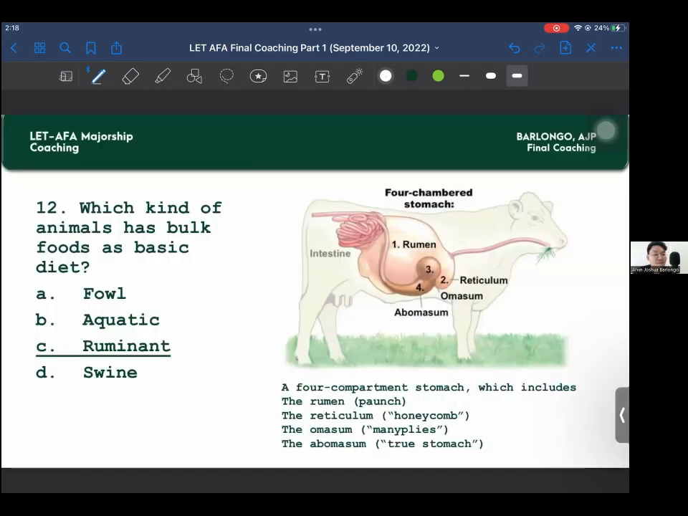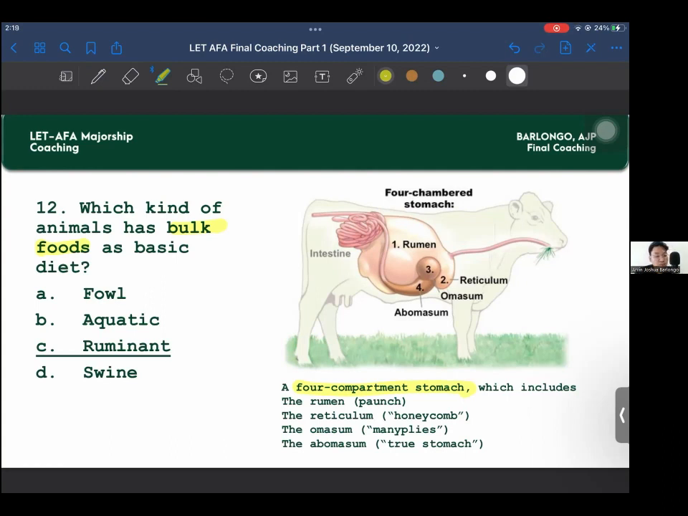So, kapag sinabi natin ruminants, kaya nila kailangan ng bulk foods. Kapag sinabi natin bulk foods, from the term itself, marami, punong-puno ng nutrition. So, yung bulk foods na yon, basic diet pa lang nila. Bakit? Kasi they have four stomachs. Meron silang apat na stomach, so kailangan nila na mas maraming foods. Okay? So, let us discuss one by one kung ano yung mga compartment ng stomach na yon.